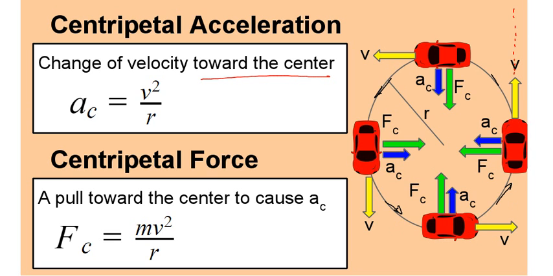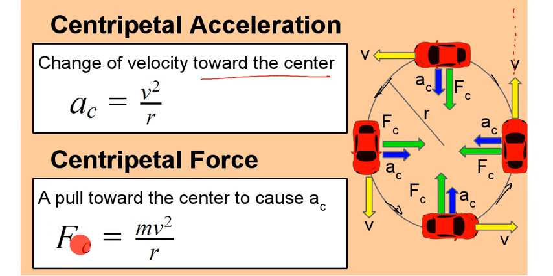Okay, but that's a centripetal acceleration. Change of velocity toward the center. You can see the A sub c there, our symbol for centripetal acceleration, always points directly toward the center. Newton says that if I'm going to have an acceleration, I have to have a force in the same direction. So something has to push the car to the left toward the center to get it to accelerate toward the center. So we also talk about a centripetal force.